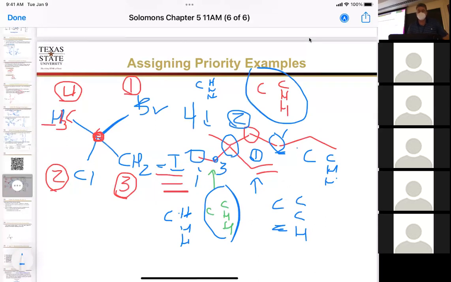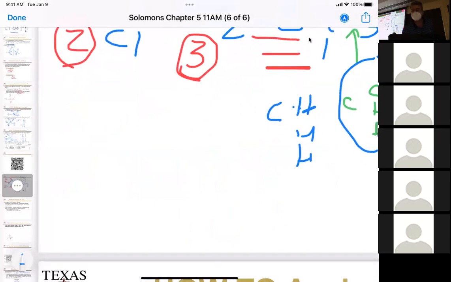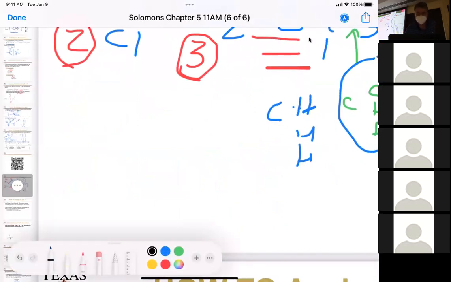All right, let's do one more example. I'm going to do it down here. I'm going to start with this.